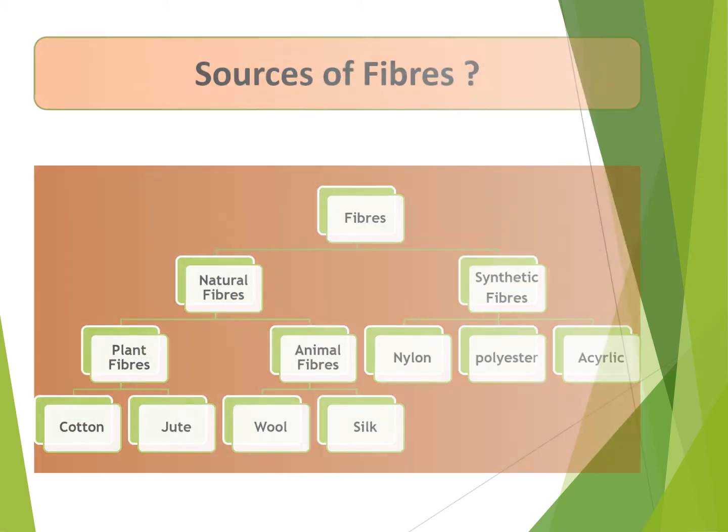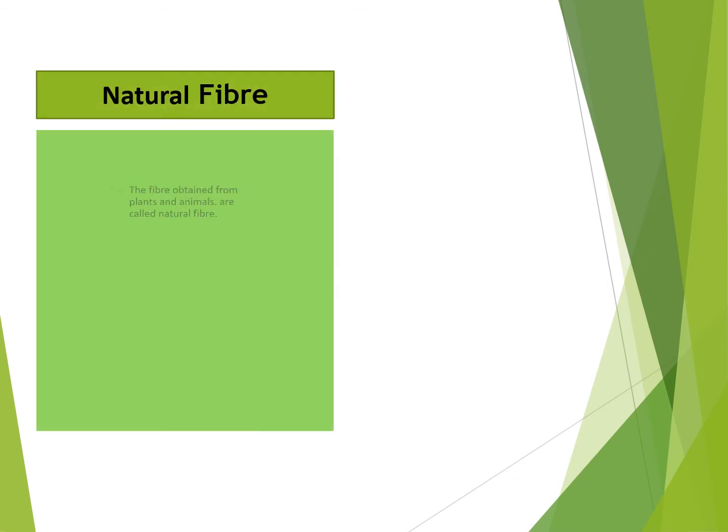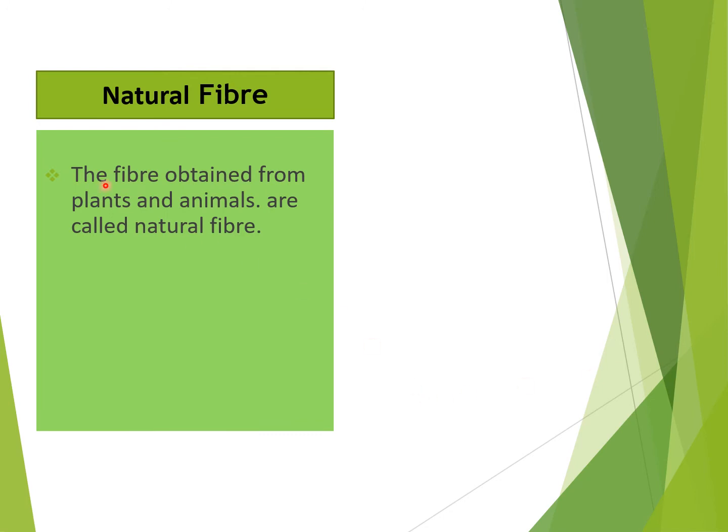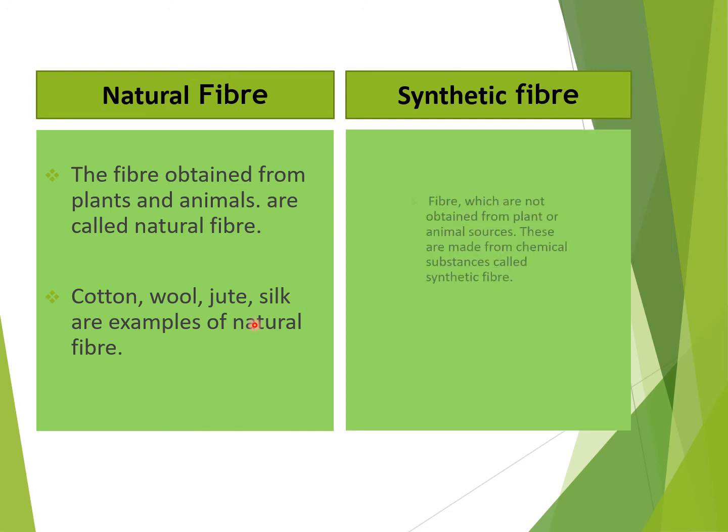Now we will understand what a natural fiber is. The fiber which is obtained from plants and animals is called a natural fiber, right? So examples include cotton, wool, jute, silk. These are all natural fibers. Why? Because these are obtained from plants and animals. These are not man-made.